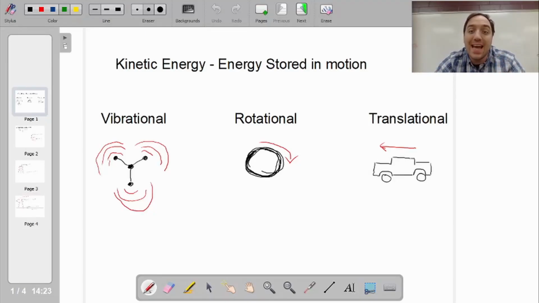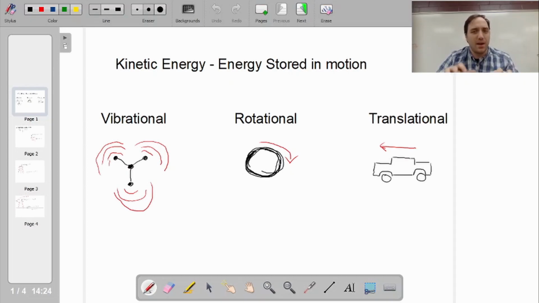Today we're talking about kinetic energy, the energy of motion. Kinetic energy comes in many forms. It comes in vibrational, which is the random vibrations of molecules on the small scale. There's rotational, which is from spinning. Translational, which is objects moving in a line or in a notable direction. And a couple others that we won't really talk about at all.